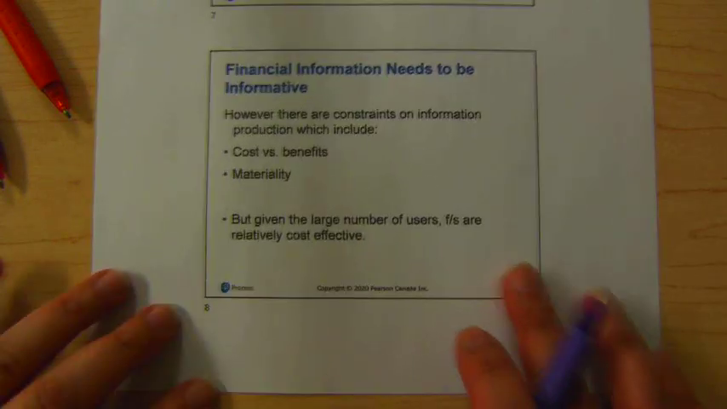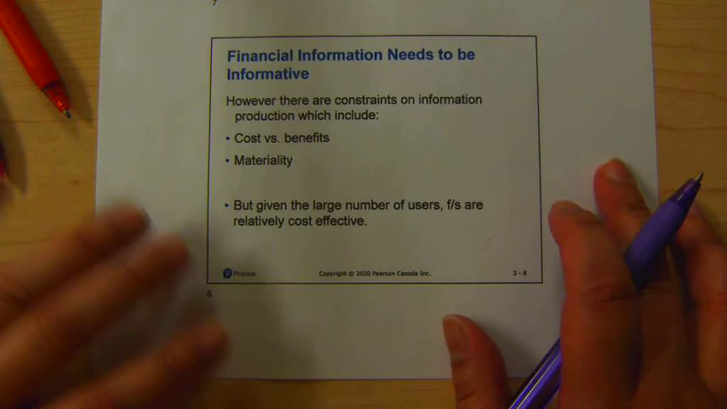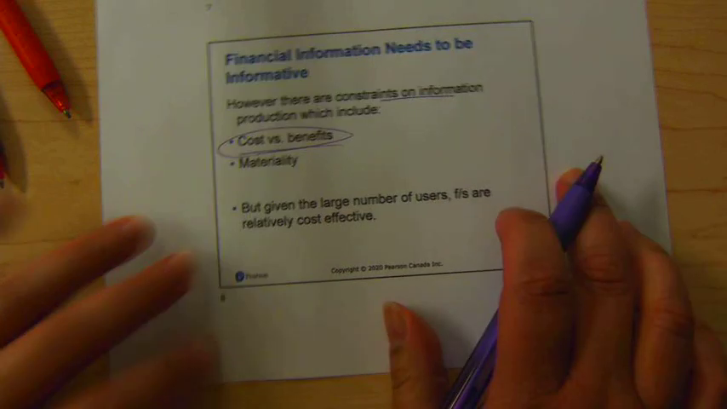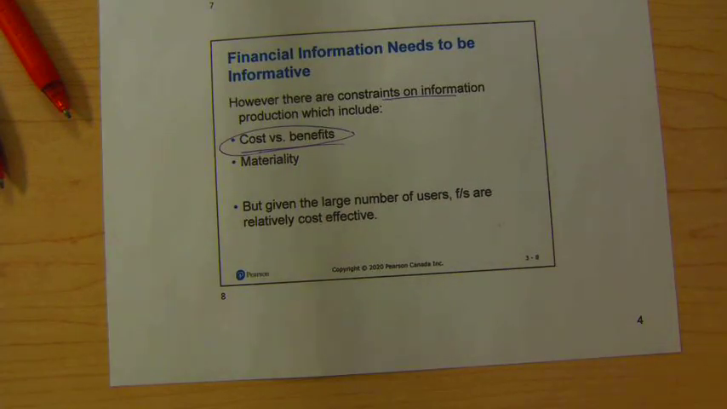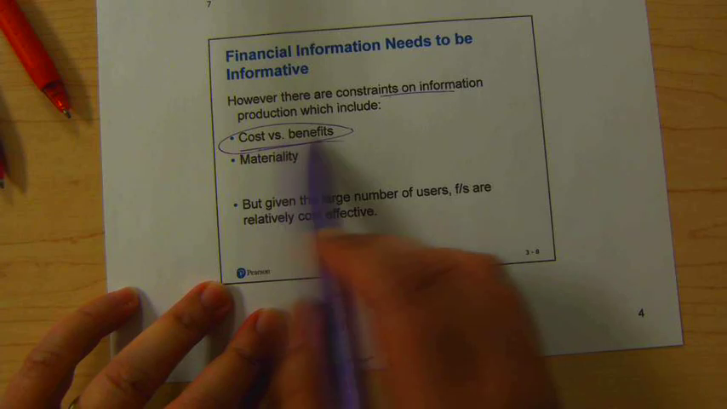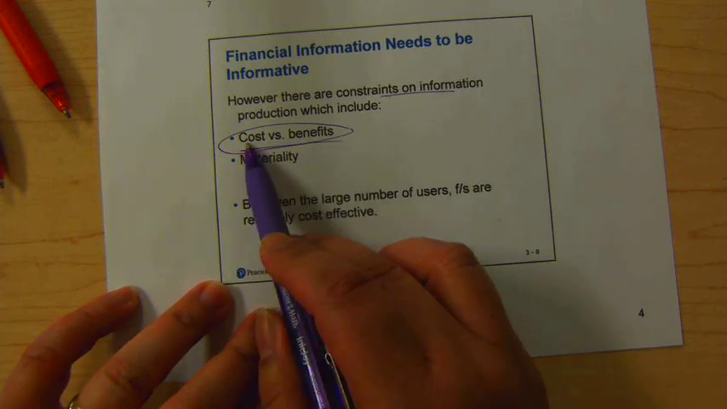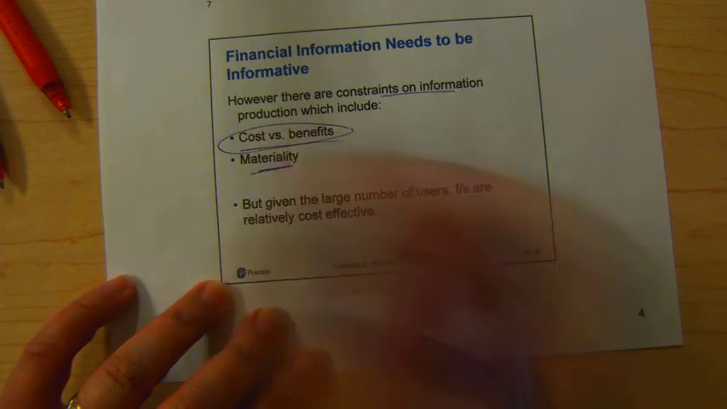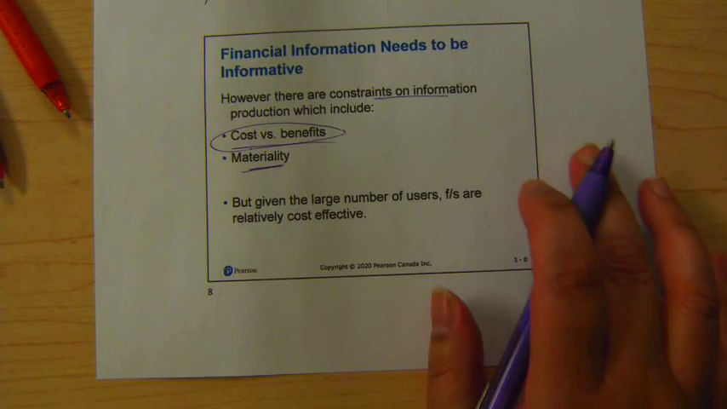Okay, financial information needs to be informative, but there are constraints. Cost versus benefits. Could we put out financial statements every day? Yeah, we could if we wanted. Would they be audited? No, so then we run into a problem. Maybe we could put them out monthly, something like that might be better. But with the costs versus the benefits, it's still historical information. It's a lot to do. What are the benefits? Maybe not much. Materiality, it depends. What would change if we change the way we're producing our statements?